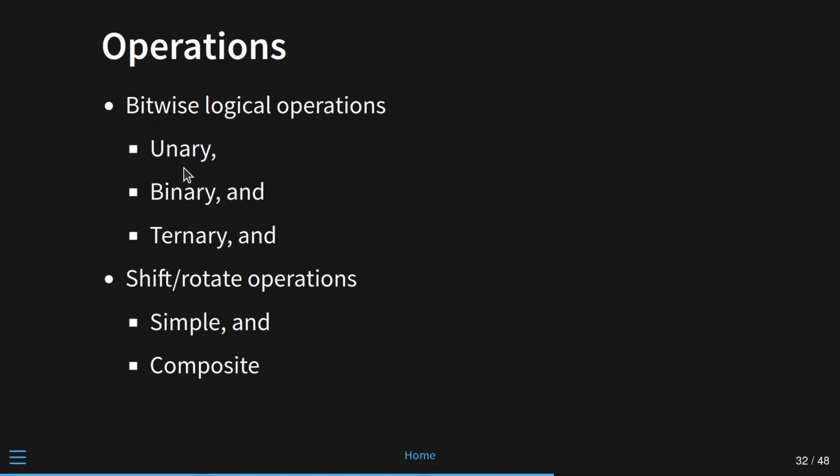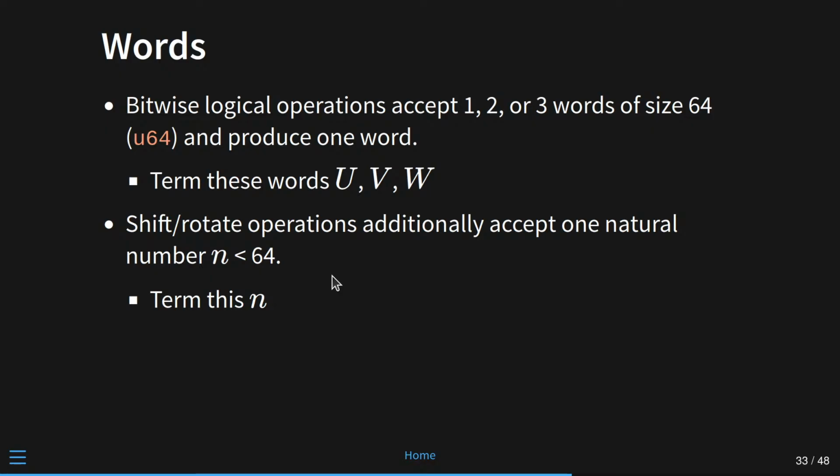There are a series of different bitwise logical operations: unary, binary, and ternary. And then there's shift and rotate operations that can either be simple or composite. So there are bitwise logical operations that accept 1, 2, or 3 words. I'm saying they're of size 64. Really, as defined, they work over any word size.